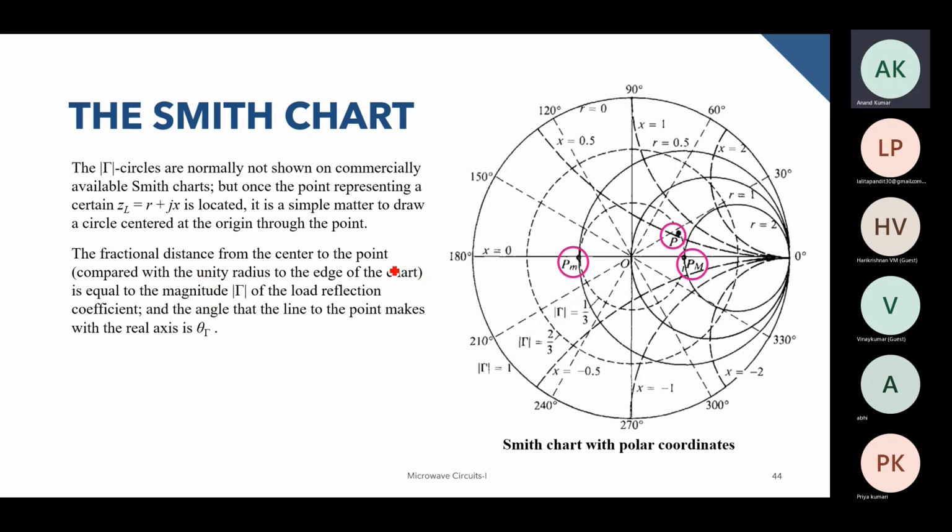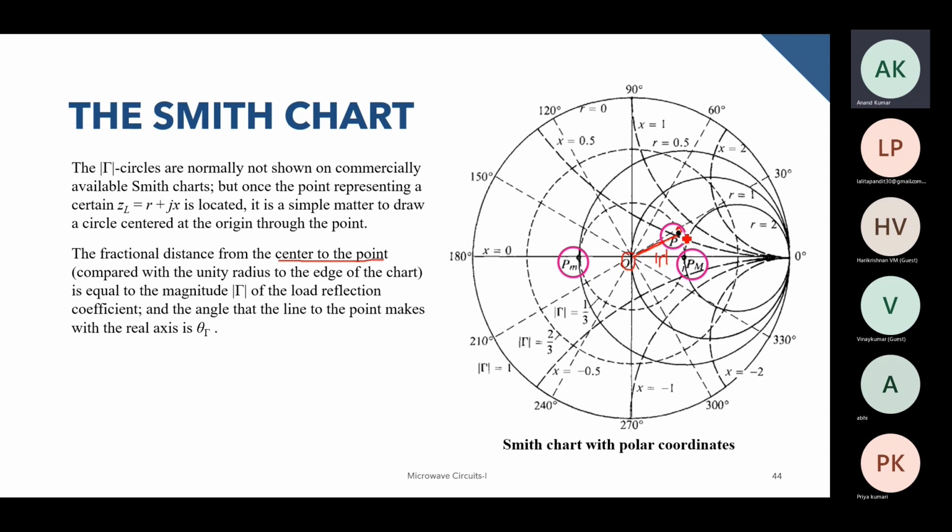Now, an important thing to notice is why this Smith chart is useful. All these things will come now. For example, the fractional distance from the center to the point. The center is this particular origin over here, and the point we are considering is this P point. The distance between these 2 points is actually equal to the mod of gamma. This particular distance is equal to the mod of gamma.